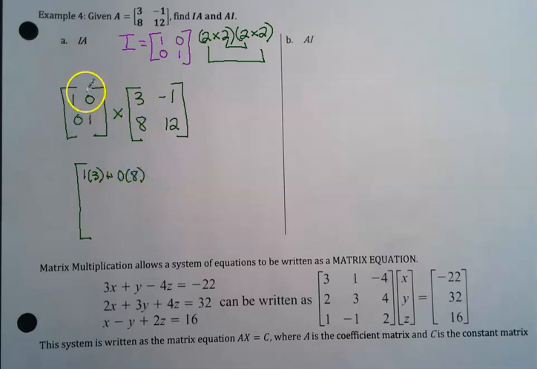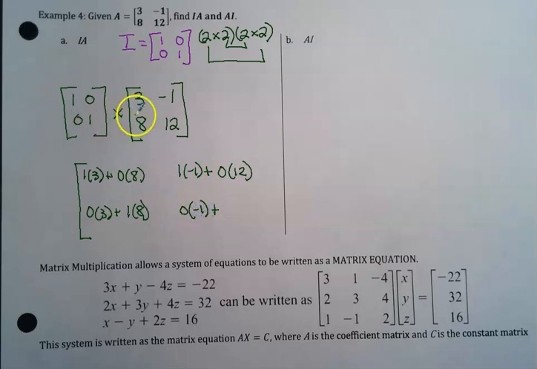Then we're going to keep our first row and multiply it by the second column. So 1 times -1 plus 0 times 12. And then we're going to move down to the second row. So 0 times 3 plus 1 times 8. And then we move over to the next column. So 0 times -1 plus 1 times 12. We'll put some equal signs here.